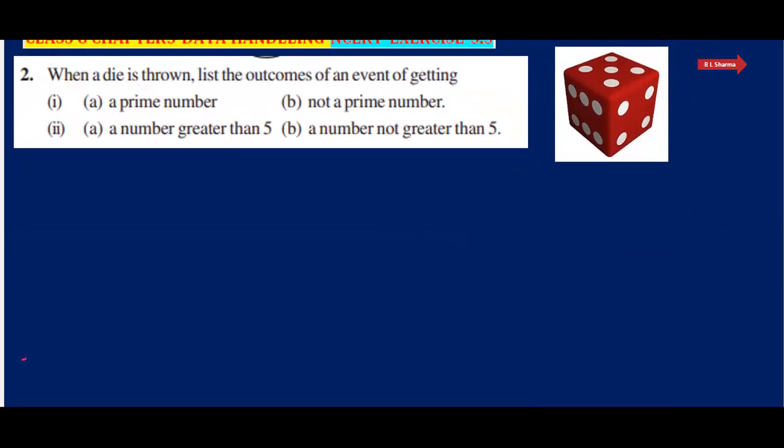Question number 2. When a die is thrown, list the outcomes of an event of getting. So first of all, we have to write total possible outcomes when a die is thrown. जब एक die को हम throw करते हैं तो 6 possibilities बनती है.